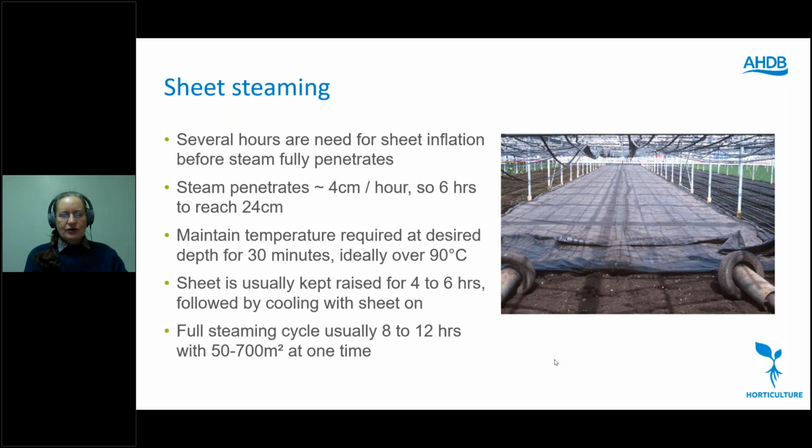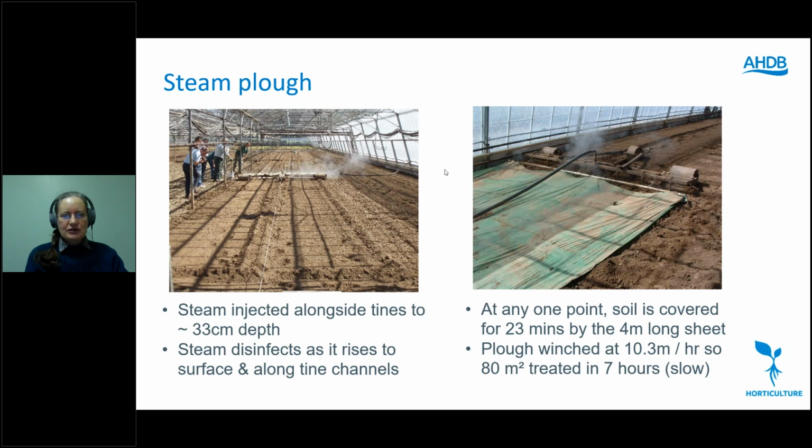Another method that was investigated and tested by ADAS for the viability of Fusarium in the soil afterwards was using a steam plough. You can see the plough is winched along, the tines are digging into the soil, and along each tine are steam jets that penetrate about 33 centimetres of the soil, and the steam goes along those channels that the tine is creating.